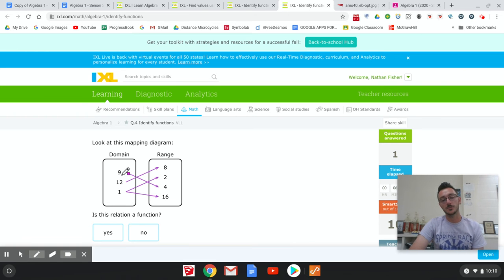So what this is telling me is if I press the 9 button, it's going to spit a 4 back at me. Okay. If I hit the 12 button, it's going to give me an 8. That's fine. It's its own thing. It's unique to that. If I hit a 1, it's going to give me a 2. If I hit a 1, it could also give me a 16.